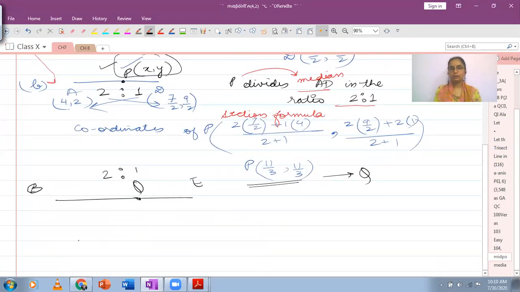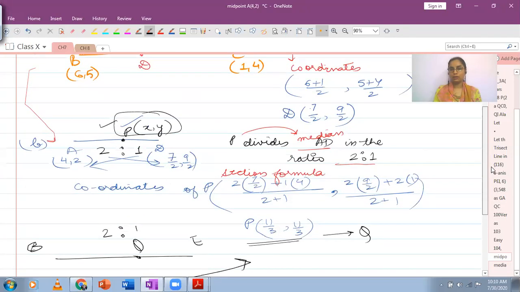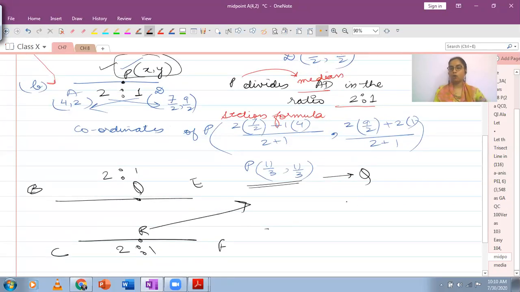एंड देन द थर्ड मीडियन दैट यू हैव इज CF. उसके ऊपर पॉइंट है R. उसने भी यही रेशियो में डिवाइड किया, तो आपके जो R के कोऑर्डिनेट्स होंगे वो भी सेम होंगे, 11/3, 11/3. In each of these cases, this is the observation that we have. And if you actually look at the relation of these vertices with these points, what does that mean? कि जो तीनों medians हैं आपकी, they intersect at a common point.